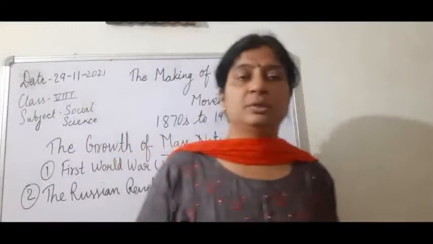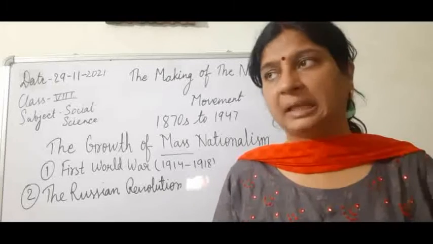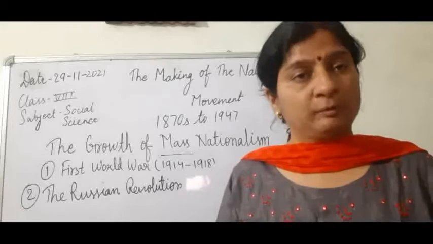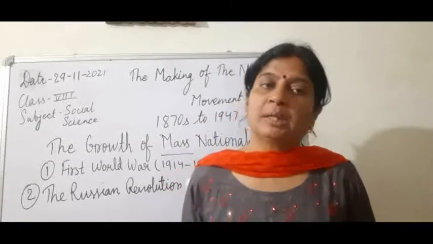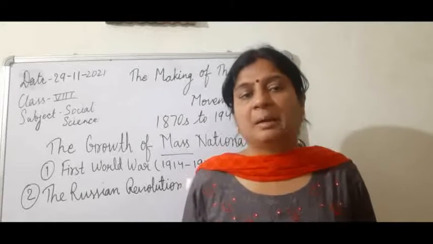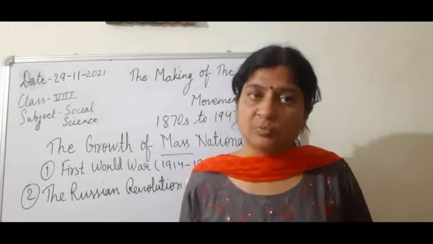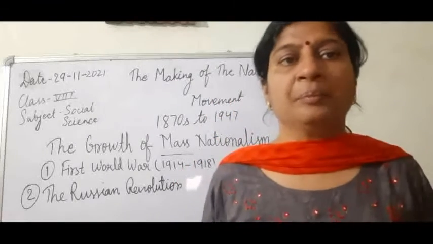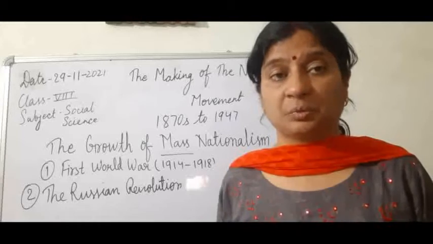This Russian Revolution took place in 1917, and by this revolution, in Russia, the absolute rule of the king, who was called Tsar at that time in Russia, came to an end. And instead of the rule of Tsar, they established the rule of the workers and the peasants, which was represented by the Communist Party of Russia, which later came to be known as USSR, Union of Soviet Socialist Republics.